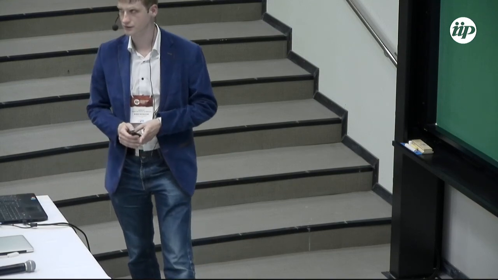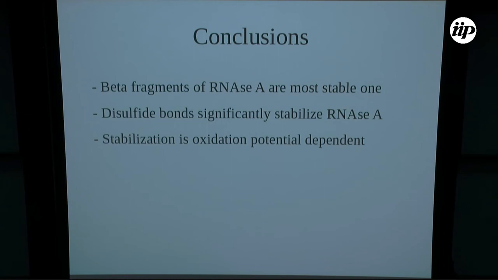So going to the conclusions, I would like you to keep in mind that the beta fragments of RNases are the most stable ones. So the beta sheet found experimentally to form first, the one from the C-terminal, is also confirmed here. And disulfide bonds significantly stabilize RNase A. And the stabilization is oxidation potential dependent. And bear in mind that it's extremely relevant biologically, as in oxidative stress, we want to keep our proteins extremely stable.